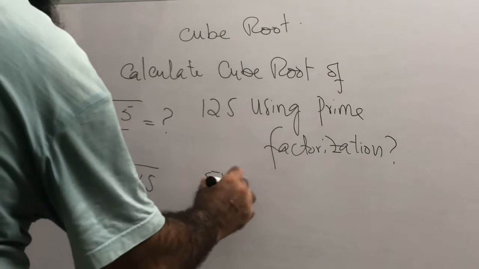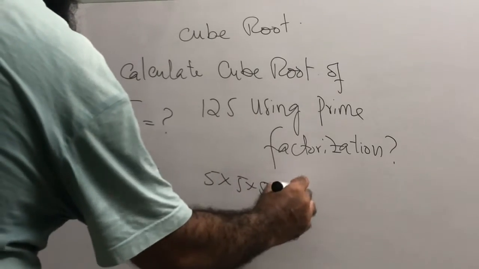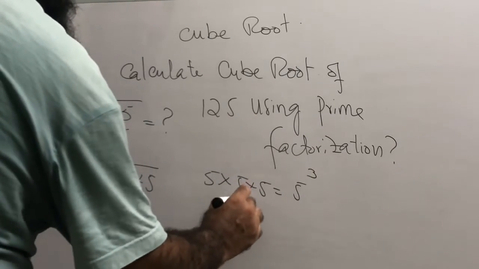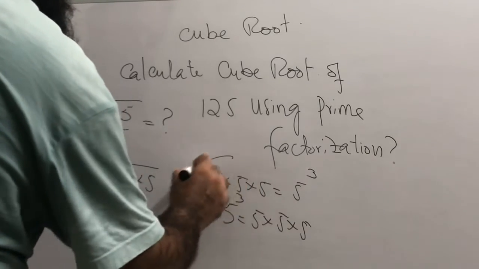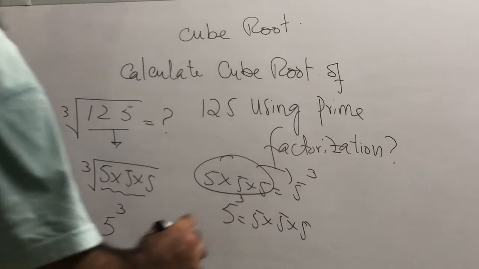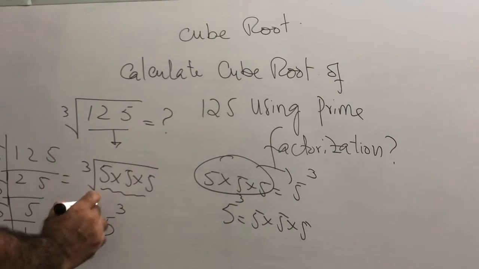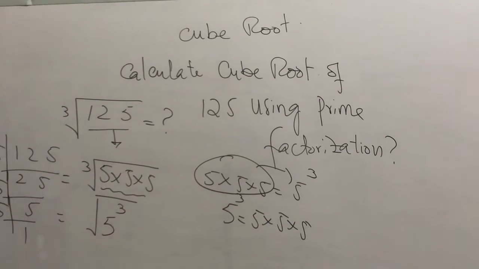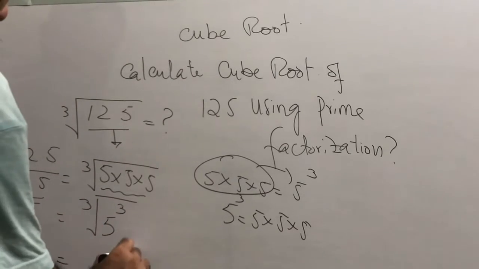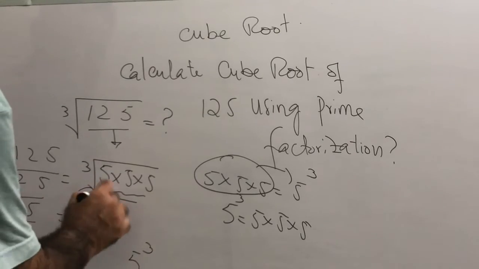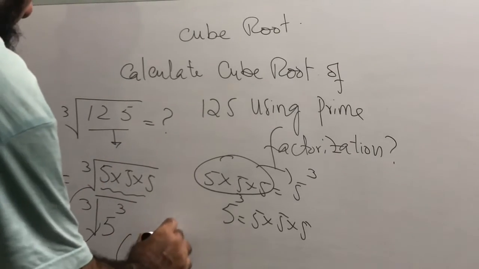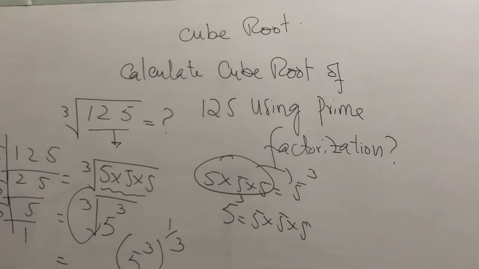When we have 5 into 5 into 5, we can write it as 5 cube, because we know that 5 cube means 5 into 5 into 5. So this can be written as 5 cube. We need to take its cube root. This 5 cube will remain the same, but this cube root we can write like this, power 1 over 3.